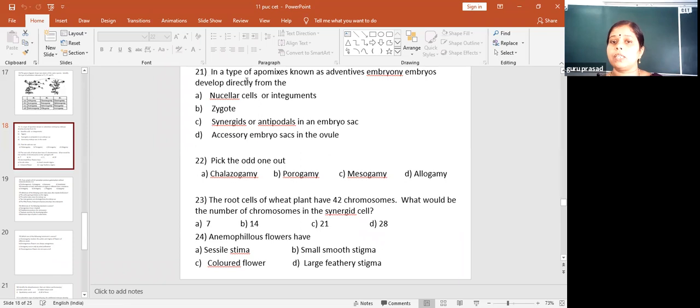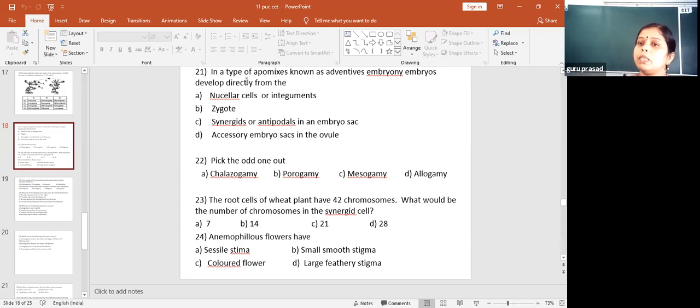Chalazogamy. In chalazogamy, the formation of the pollen tube and the entry of the pollen tube takes place from the chalazal pole. If the pollen tube goes into the embryo sac through the chalazal pole, we call it chalazogamy. Porogamy means the pollen tube which is formed from the stigma and style enters through the micropyle region. The micropyle region is at the top, and if it goes in from there into the ovule, that is said to be porogamy.